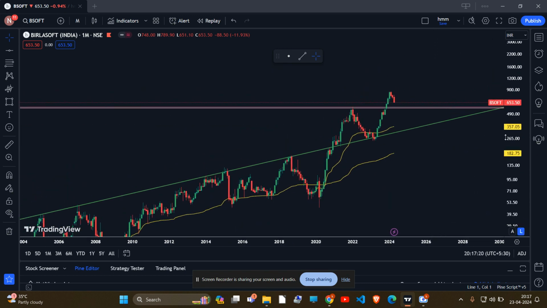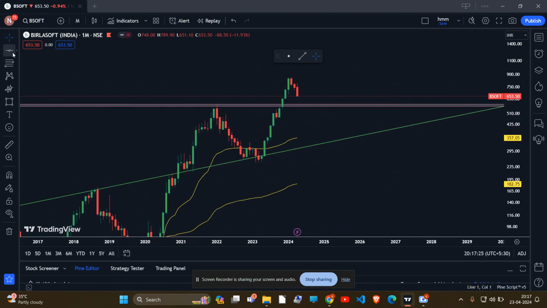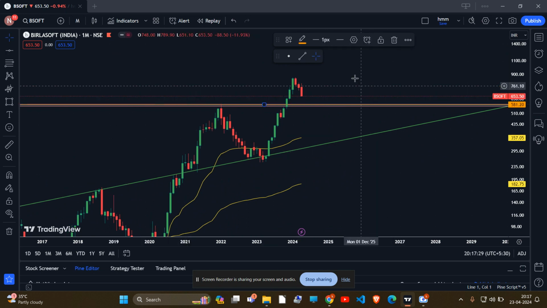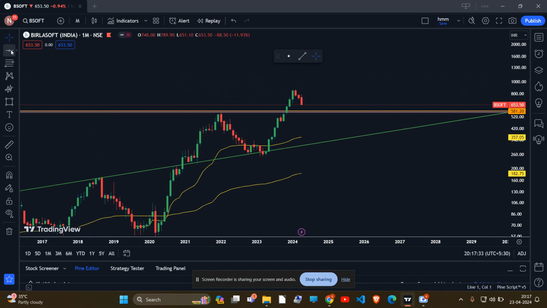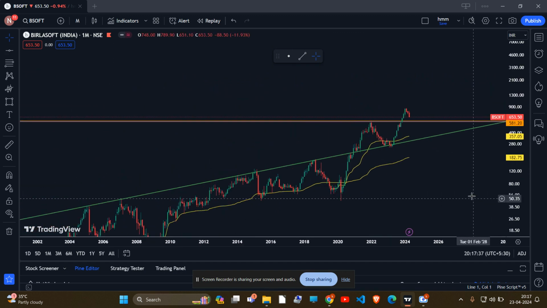So this is the analysis on monthly chart. The next important supports are definitely around this region, 580 rupees region, and after that we'll go to the lower time frames and check out how the chart is.